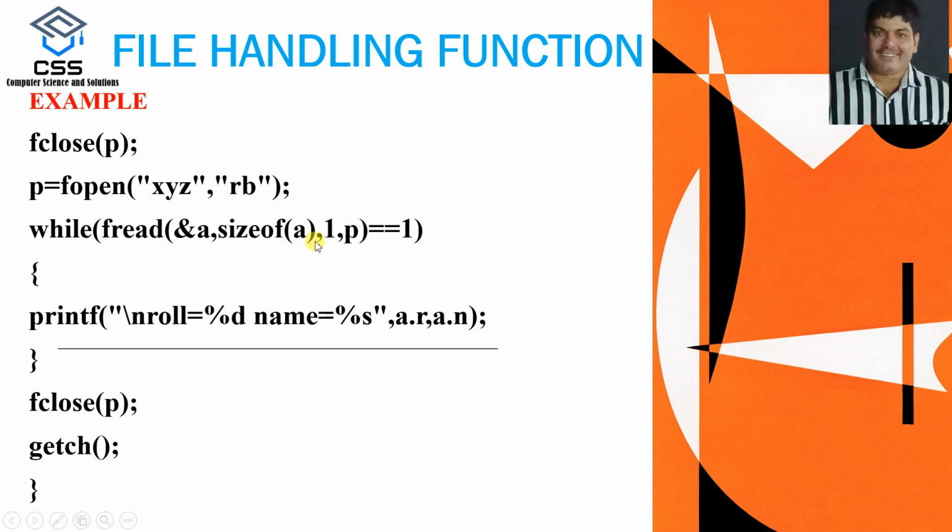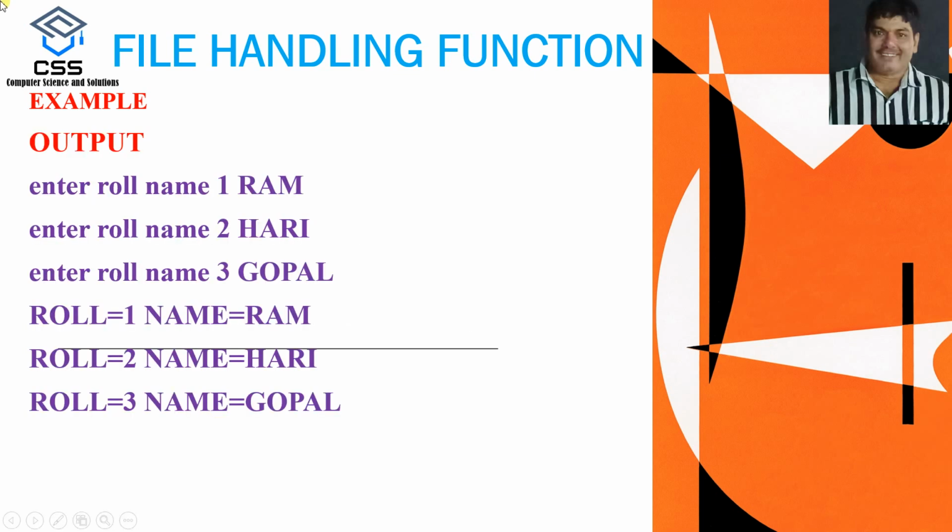As the record is present, is 1 equal to 1? Yes. The first record, A.R and A.N, it will display. For integer, %d is the format string. For string, the format string is %s. The next record is read, it is true. True is equal to true. Yes, the next record is displayed. When no record is found, fread returns false. False means 0. Is 0 equal to 1? False. It will come out of the loop. File close. Till then, all the output is visible. Suppose at runtime, while writing to the file, we enter 1 RAM, 2 Hari, 3 Gopal, it will display 1 RAM, 2 Hari and 3 Gopal.